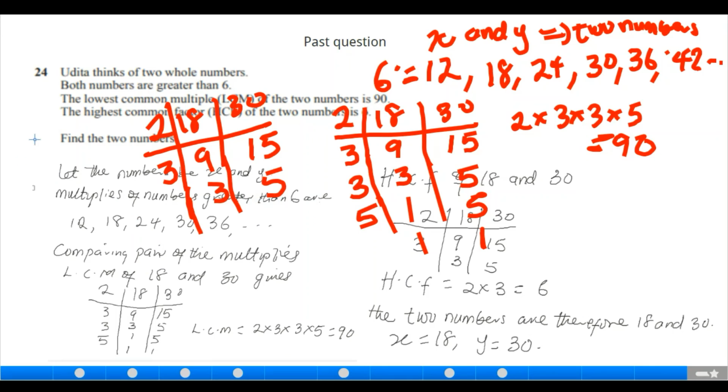So the HCF of 18 and 30 will be 2 multiplied by 3. 2 multiplied by 3 is what? 6. So that implies that the two values that we are actually looking for are 18 and 30. Since it gives us the solution to the problem we have, LCM is 90 and our HCF is 6. So the two values that we are looking for here are 18 and 30. We can now say that x should be 18 because x is smaller, while our y should be 30.